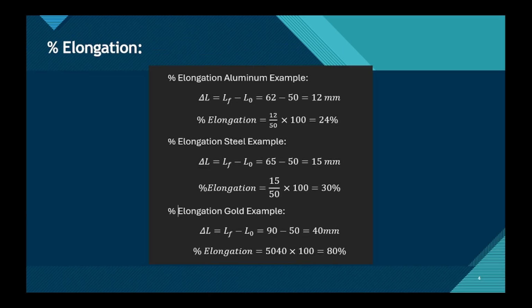For elongation, softer materials stretch more, which will cause higher ductility. So the first equation is the change of length, which equals the final gauge length after fracture minus the original gauge length. And then you'll see that the numbers change because gold is a much softer and frailer material than aluminum and steel.